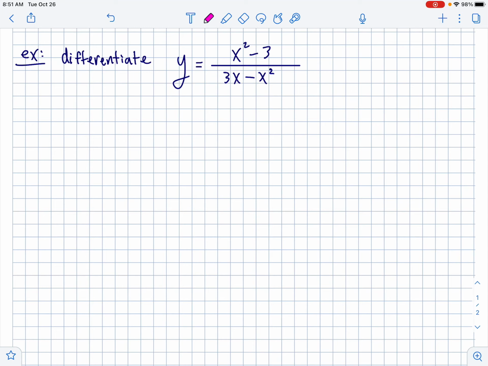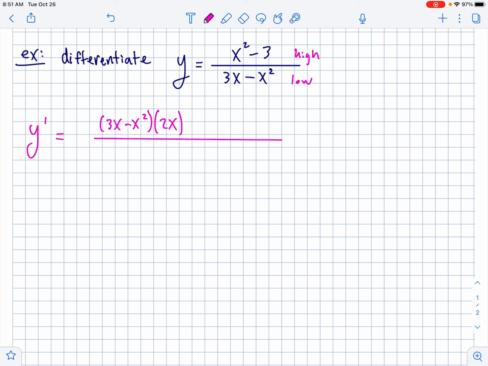Let's take it for a test drive. So we're going to differentiate y equals x squared minus 3 over 3x minus x squared. Remember that to find the derivative, it's going to be low d high minus high d low over low squared. So we're going to have a big fraction. And then we do low d high. So this is low. This is high. The low on its own is 3x minus x squared. And then times x squared minus 3.